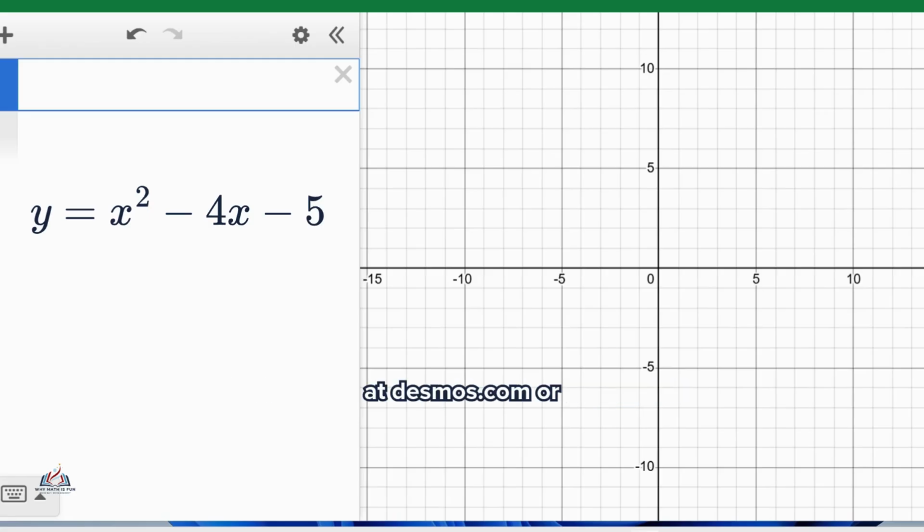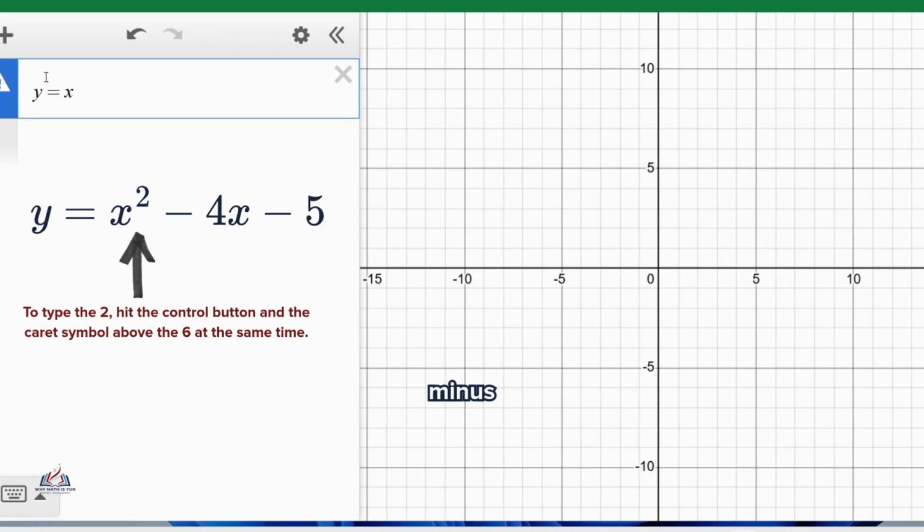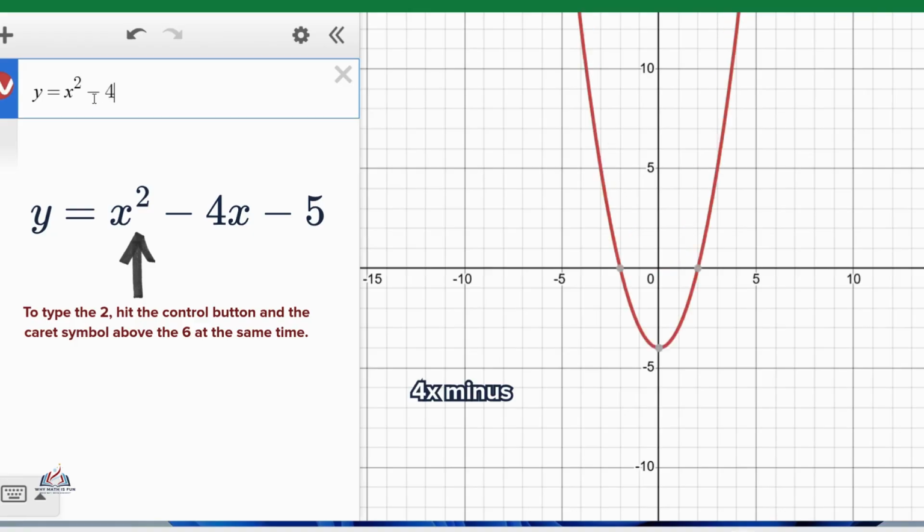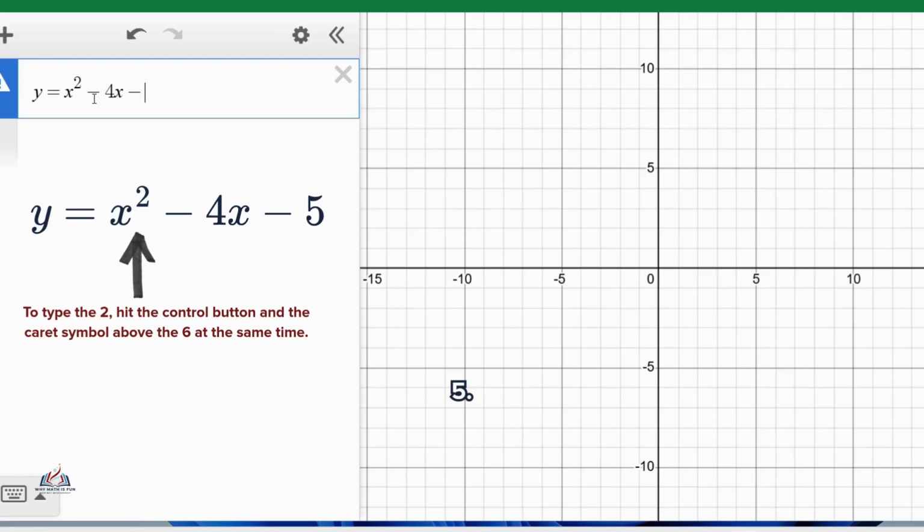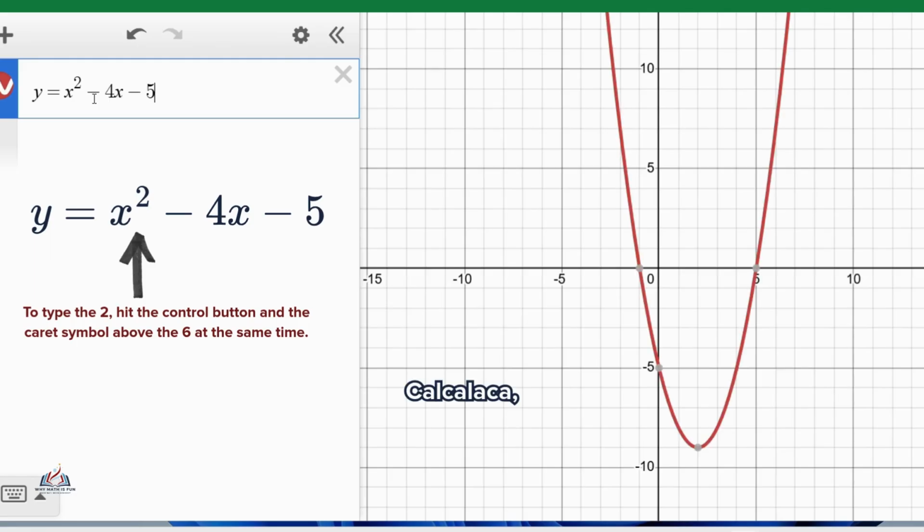So at desmos.com or the Desmos Graphing Calculator app, we can see where the math happens. In the first box, we're going to type y equals x squared minus 4x minus 5. Voila! You'll see a smooth U-shaped curve pop up. That's called a parabola. Pretty cool, right?